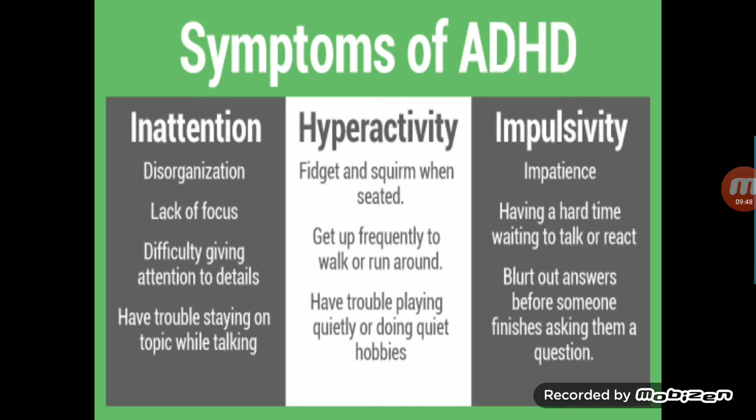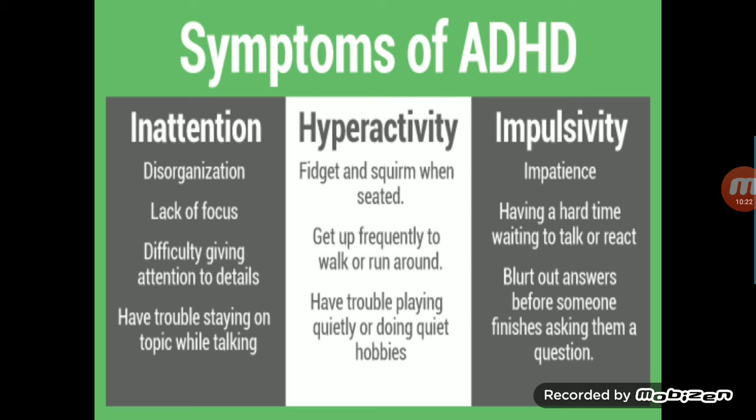If you are giving any detailed instruction to the child, the child will not be able to grasp that information because of their less attention span. Also, the child will have trouble staying on topic while talking because of their problem in attention. When you are communicating with a child, they will not be able to stay on one particular topic. Instead of that, they will interrupt you during the conversation.